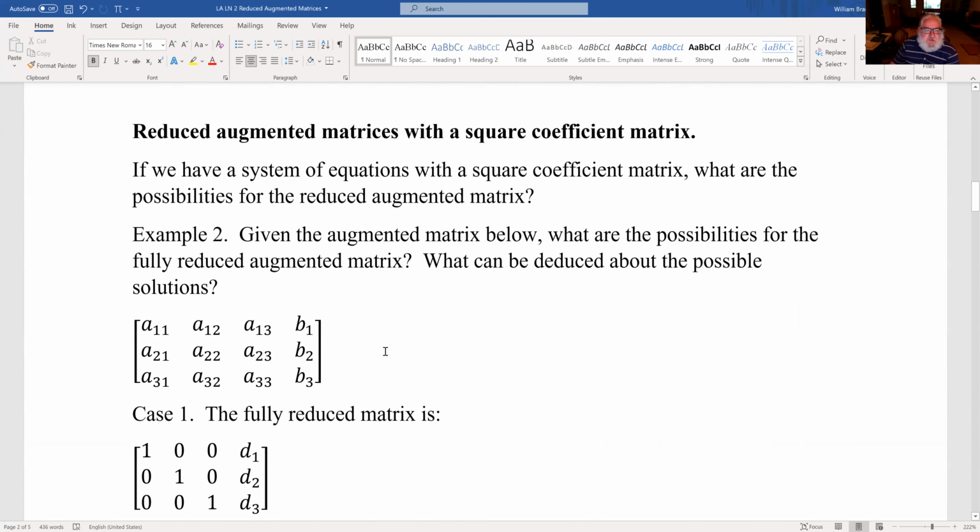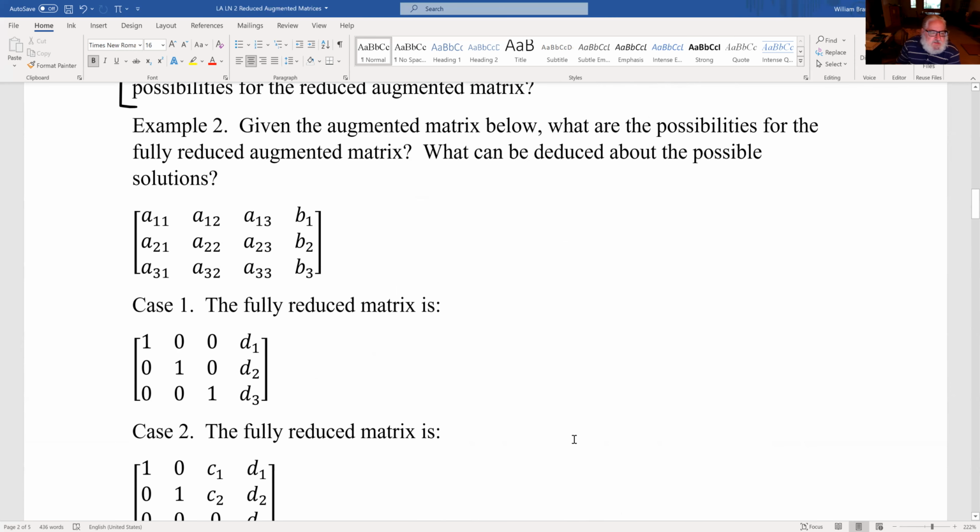Okay, so reduced augmented matrices with a square coefficient matrix. The question is, if you have a system of equations with a square coefficient matrix, what are the possibilities for the reduced augmented matrix? If we have this augmented matrix, remember I should put a line here because this is the coefficients and these are the solutions.